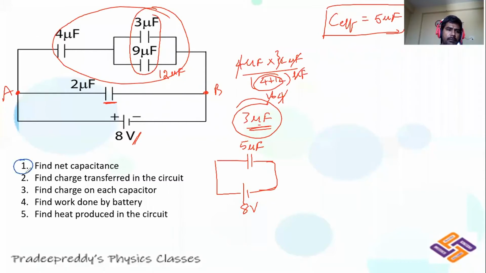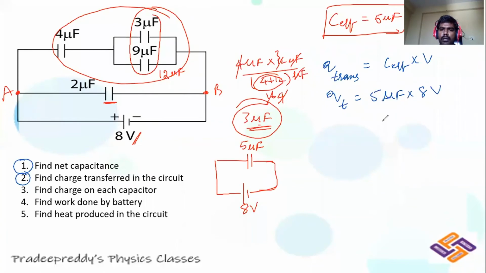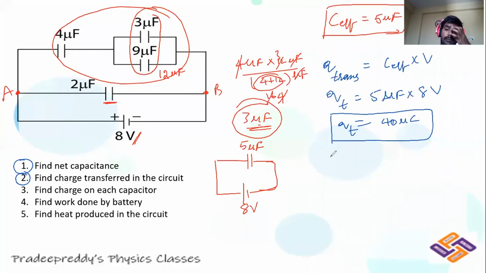Now coming to question number 2, find the charge transferred in the circuit. I want to find out the net charge transferred over here. So Q transferred is equal to C effective into V. Therefore Q transferred is equal to the effective capacitance, 5 microfarad, into the potential of the battery, 8 volt. That is equal to 40 microcoulomb. That is Q transferred. So the second answer is 40 microcoulomb. This is the charge transferred in the circuit.